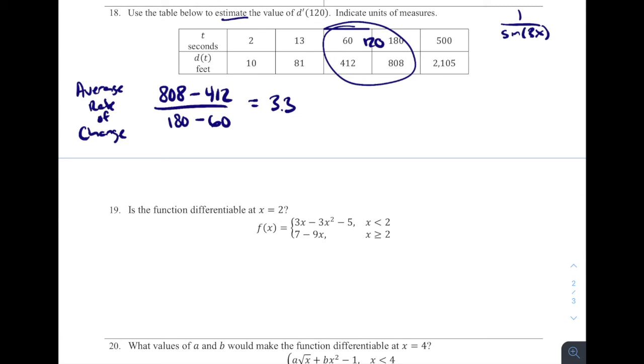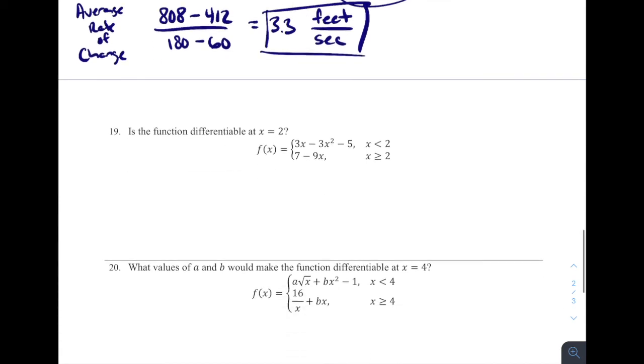And they said indicate units of measure. Key tip for the AP exam, if they ask for units of measure and you don't give it to them, you're going to lose a point. So be careful to look out for those. How do we find the units of measure? Well, the 808 and the 412 were in feet, and then we're dividing by things that were in seconds. So these are feet per second. So 3.3 feet per second for that. And that's going to be number 18.